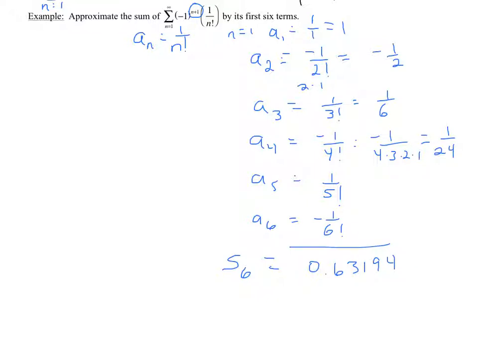Now the absolute value of our remainder in these first 6 terms is going to be less than or equal to the 7th term, because that's our first unused term. So a sub 7 is simply going to be 1 over 7 factorial, and that equals 1 over 5040, or approximately 0.0002.